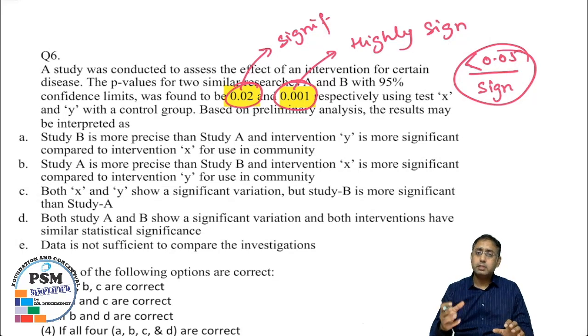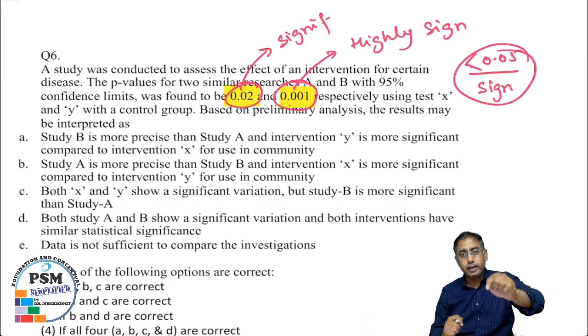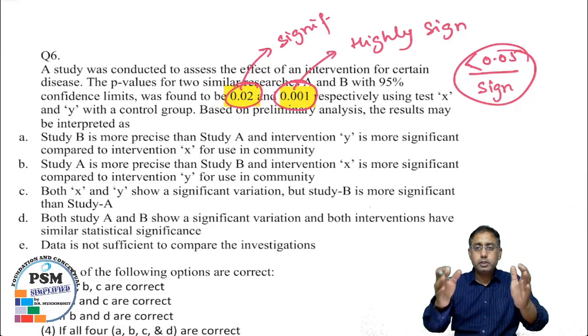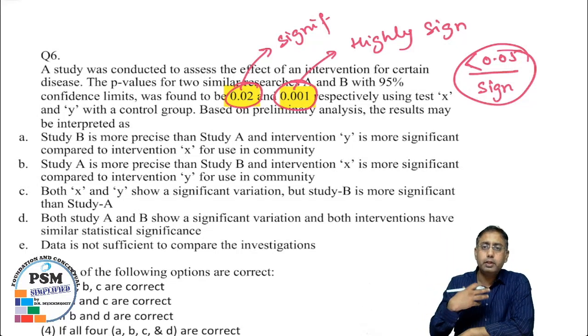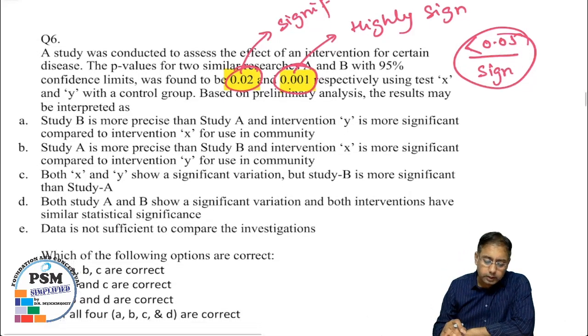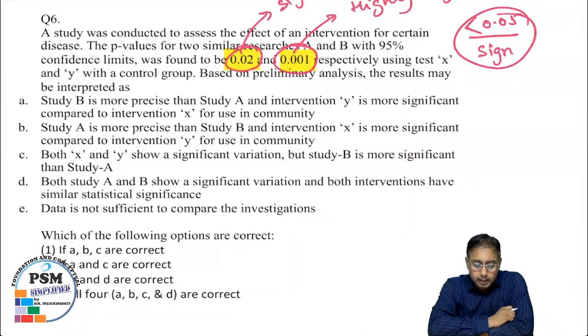There is less than 0.1% chance that I am wrong, and I am 99.9% confident that this value is lying at that particular point. Which means that 0.001 is highly significant. I'm pretty sure that my research has brought out the actual, the true value. So if you understand this, now let us see the options.